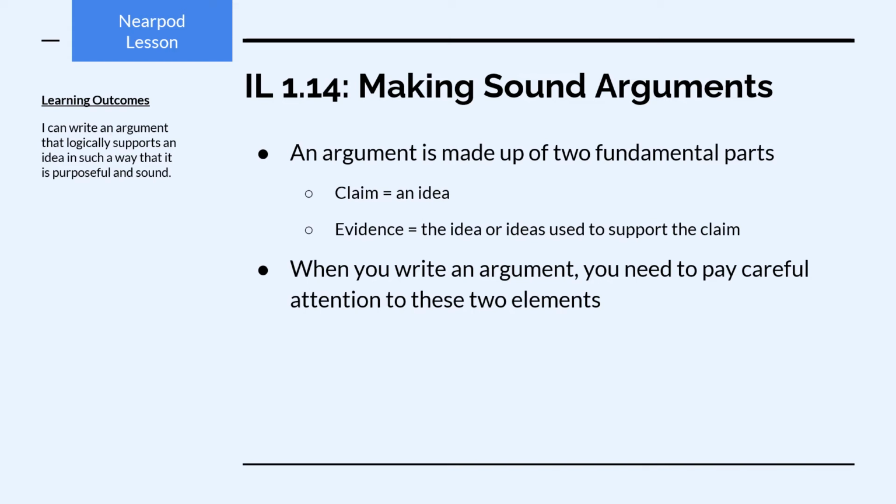Earlier this year, we learned that an argument is made up of two fundamental parts: the claim, which is just a statement of an idea, and the evidence, which are the idea or ideas used to support the claim. When we write an original argument, it's important that we pay careful attention to these two elements, as they determine how effective our argument is going to be.